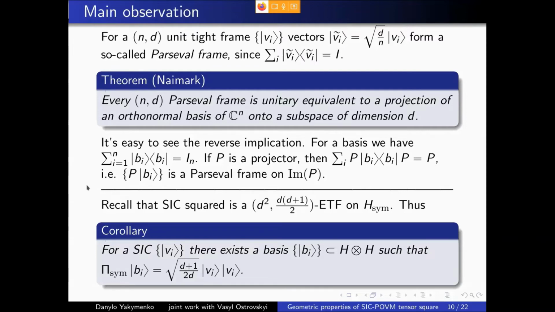And now we recall that SIC squared is an ETF of this type on a symmetric subspace. And so as a corollary of this Naimark theorem, there should be some basis of H tensor H such that the projection of this basis is this squared SIC, right?